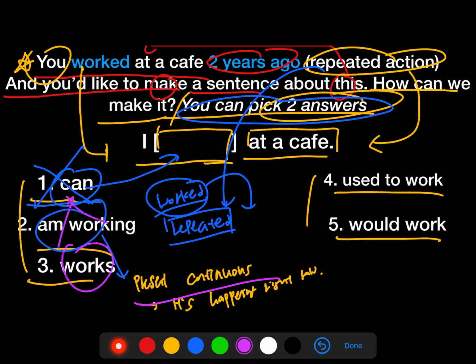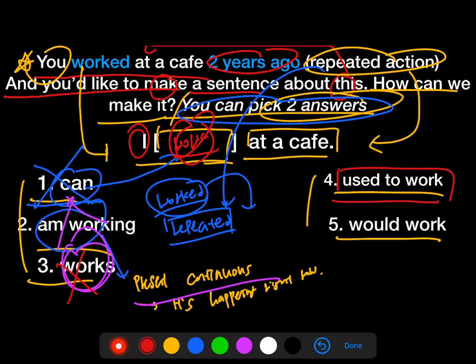Works. I works at a cafe. Well, even the form of the verb is incorrect. Why? Because the subject is the first person, so we should use the base form of it. I work at a cafe. However, work means the present status. I work at a cafe right now. Not the past, it's the present. So this is incorrect. So used to work means the past, and it means the repeated action. So we need to use number 4. 4 is the correct answer.